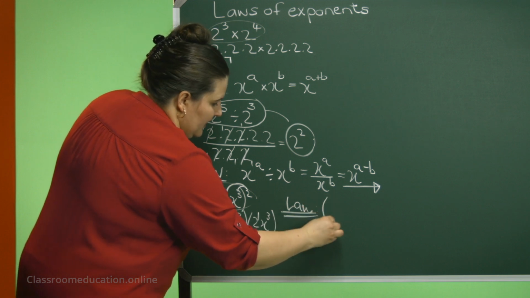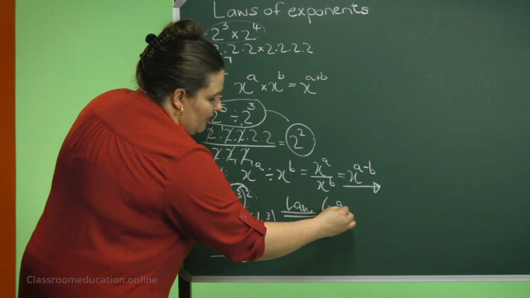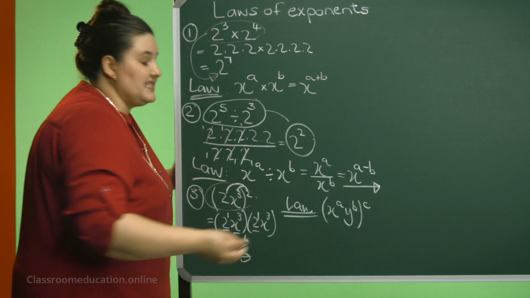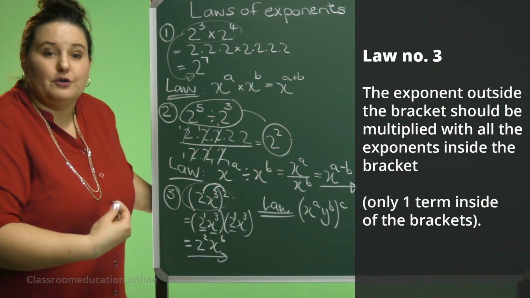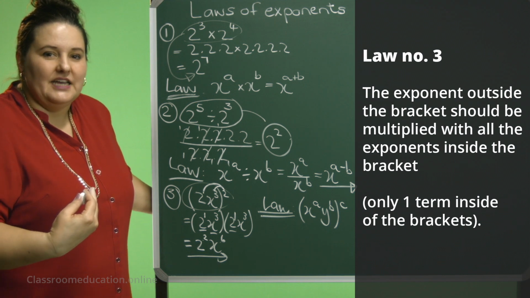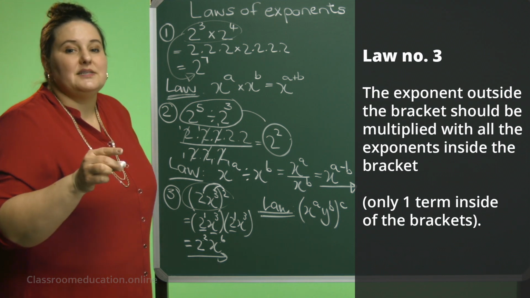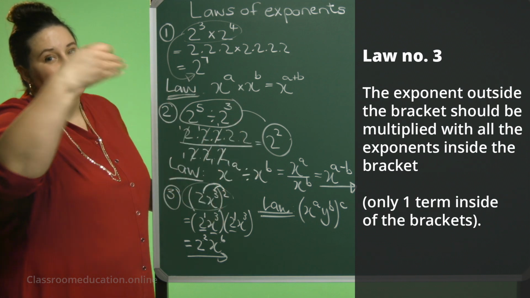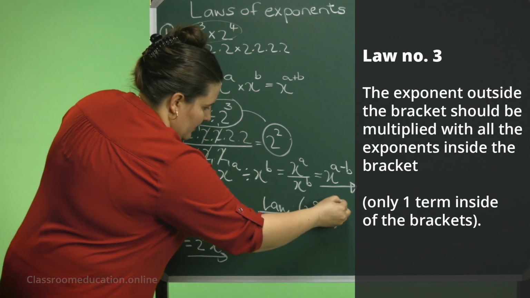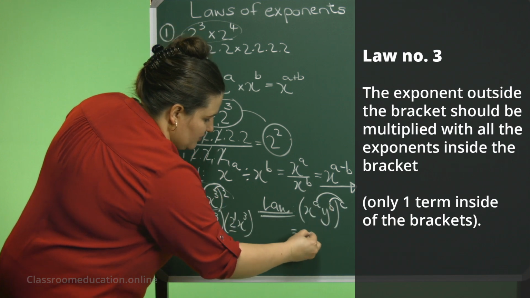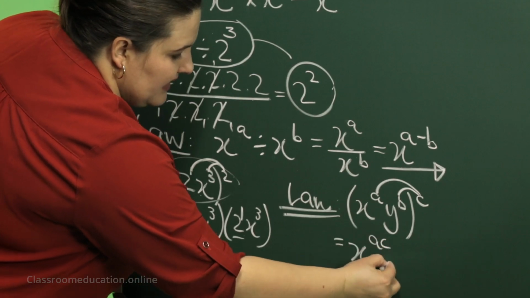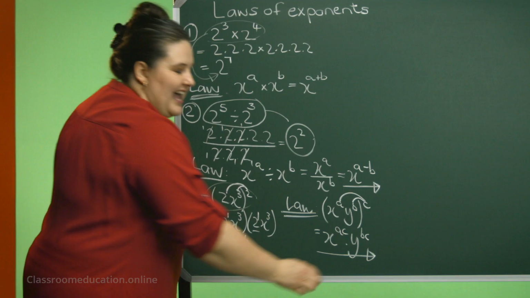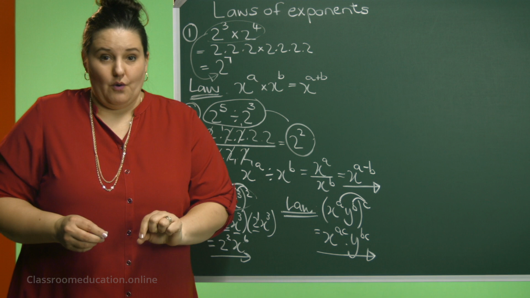It says x to the power of a, y to the power of b, everything to the power of c. I have 2 bases inside of my bracket. So what do we do? Multiply the exponent outside the bracket with the exponents inside the bracket. So that will be x to the power of AC times y to the power of BC. And that is my third law.